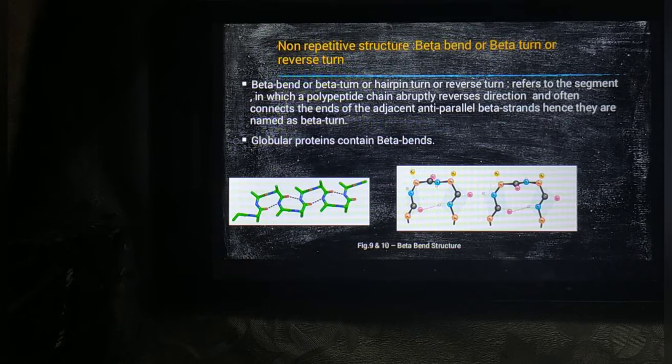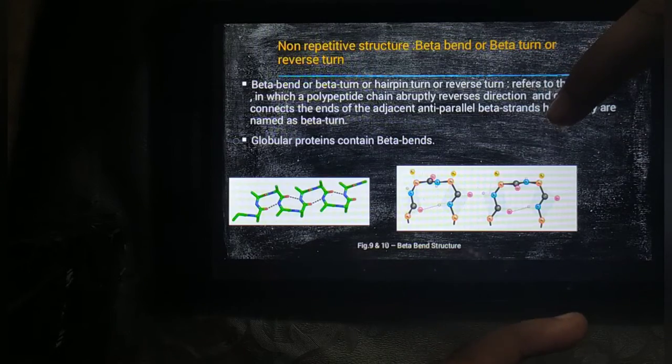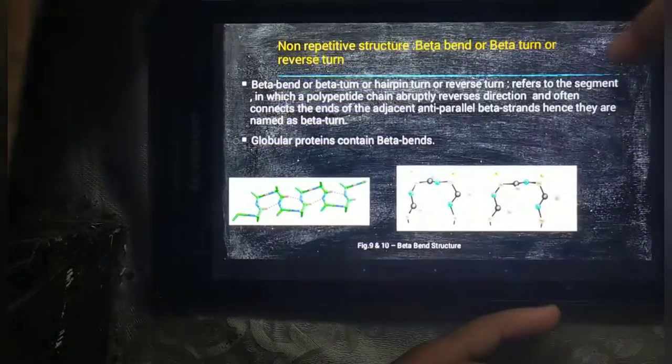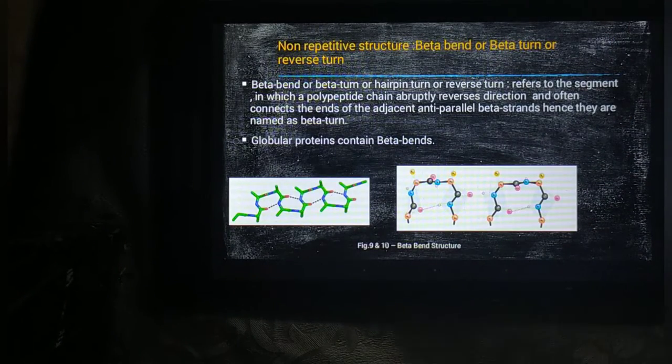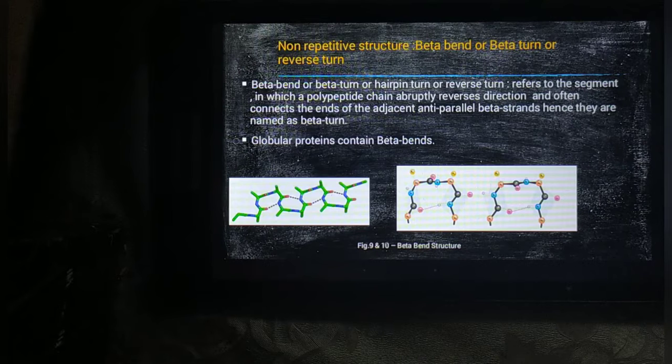Such reverse turns, beta bends, or beta turns are named so because they connect antiparallel beta sheets. Usually the beta bends have about 4 amino acid residues in sequence, and they can be arranged in 2 ways. So even though it's difficult to describe, there are 2 ways in which the beta bends or beta turns can be formed. And why are they called beta turns? Because they mainly join antiparallel beta sheets, hence the name.